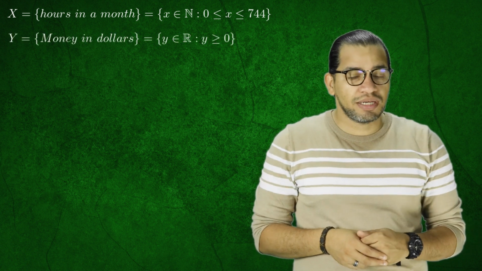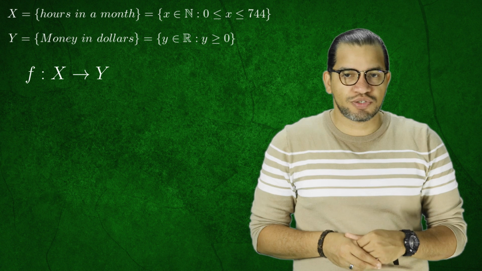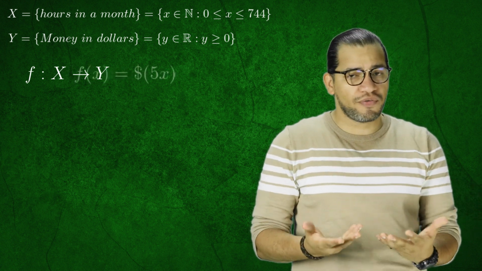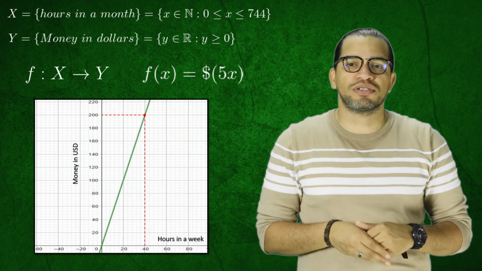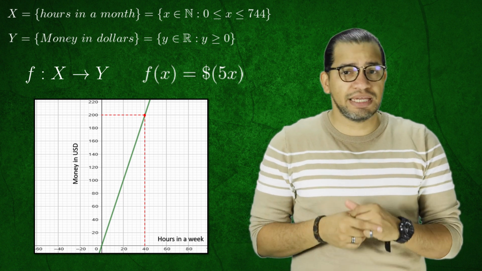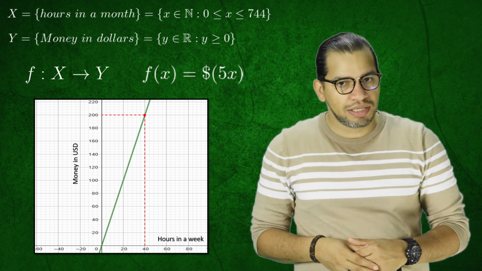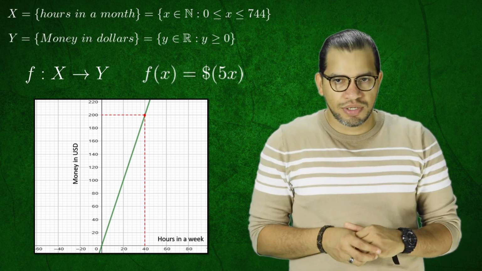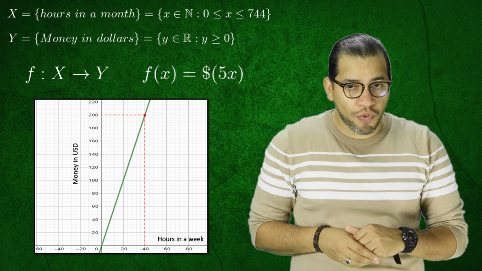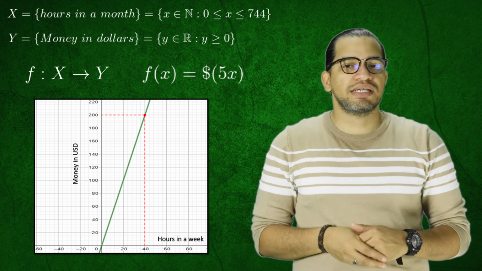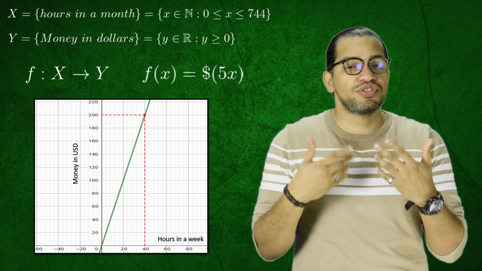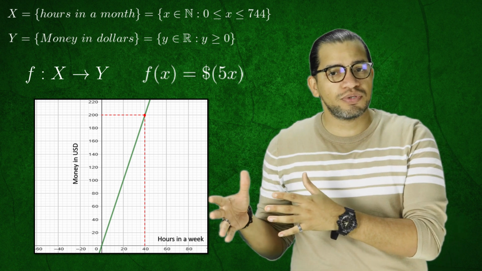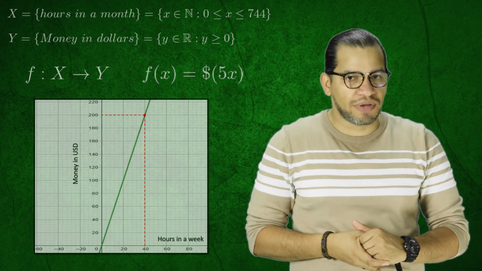Let X be the set of hours in the month, Y the set of money, and f be the relation between X and Y such that f of x is equal to $5x. Then f is a function because for each element x in X, there's a unique payment determined by $5x. For example, if I take x equal to 40, then f of x is equal to 5 times $40, which is equal to $200. And there's no other way I can get a different output using the same value of x.